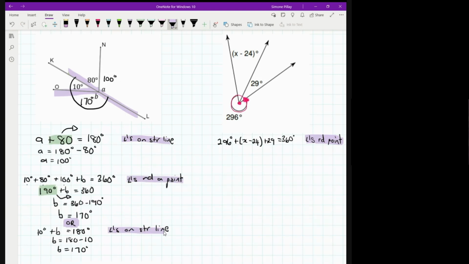So, ma'am, where I got confused was I started distributing, and I don't know why I distributed, but now I think that I'm wrong. But, ma'am, I said 296 plus 29, which gave me 325, ma'am. And then I minused 24.